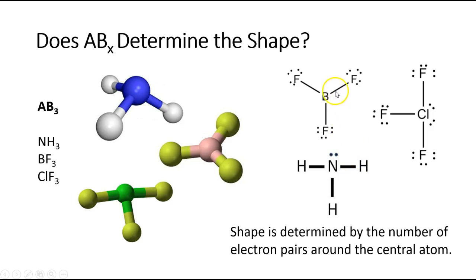So if you see here, in each of these AB3s, there are 3 flanking atoms around the central atom. But the difference between them is that in this molecule, boron has no non-bonding pairs. In ammonia, nitrogen has 1 non-bonding pair. And then in chlorine trifluoride, the chlorine has 2 non-bonding pairs. And so it's the actual number of electron domains, both bonding and non-bonding, around the central atom that determines the shape.